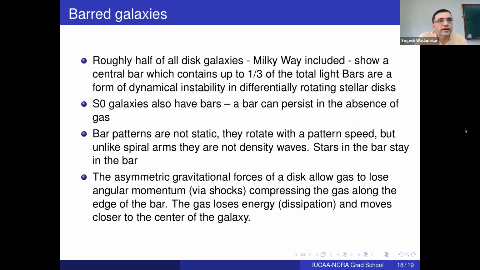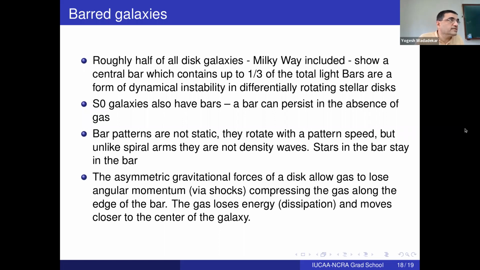So we talked about unbarred galaxies so far, but there are barred galaxies as well. Roughly half of all these galaxies, Milky Way included, show a central bar which can contain up to 1/3 of the total light. Up to 1/3, it can be less than that. There are many galaxies with very weak bars, but up to 1/3 of the light. Bars are a form of dynamical instability in differentially rotating stellar disks. When we look at dynamics, we'll understand a little more about how these bars form and how they can be sustained over long periods of time.